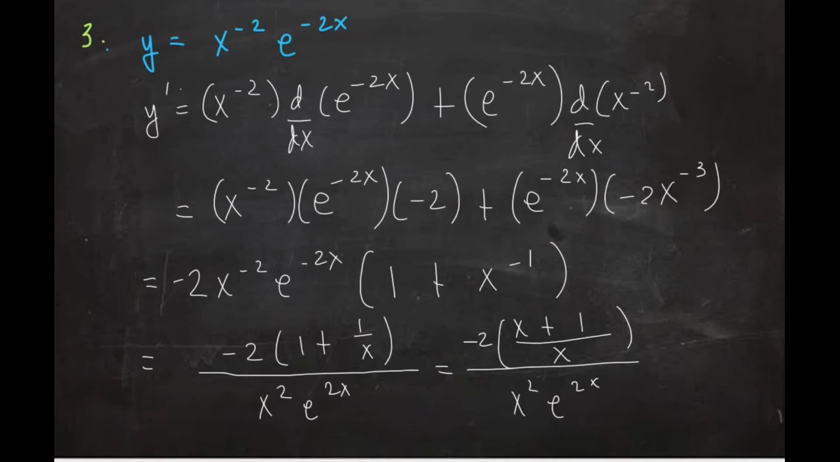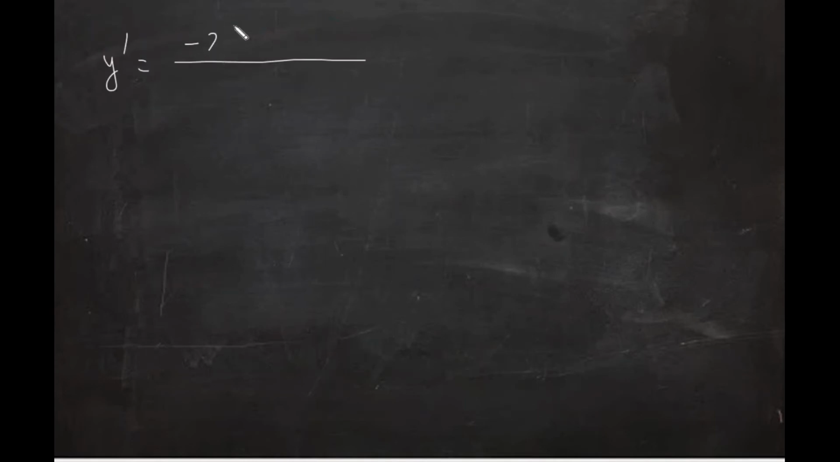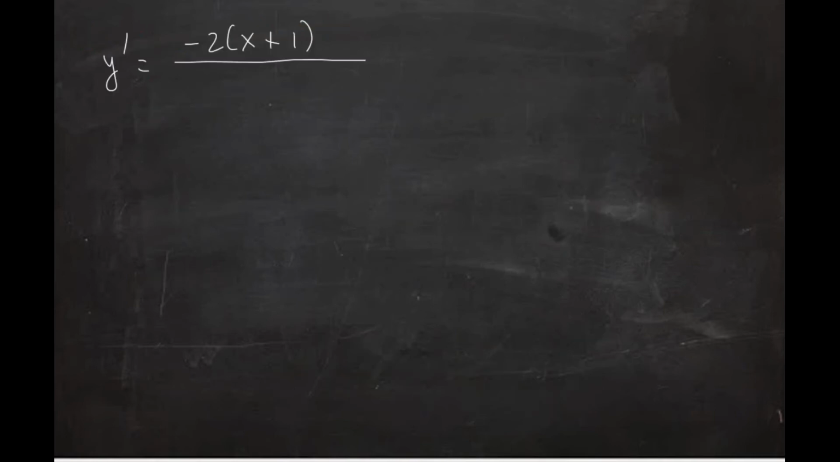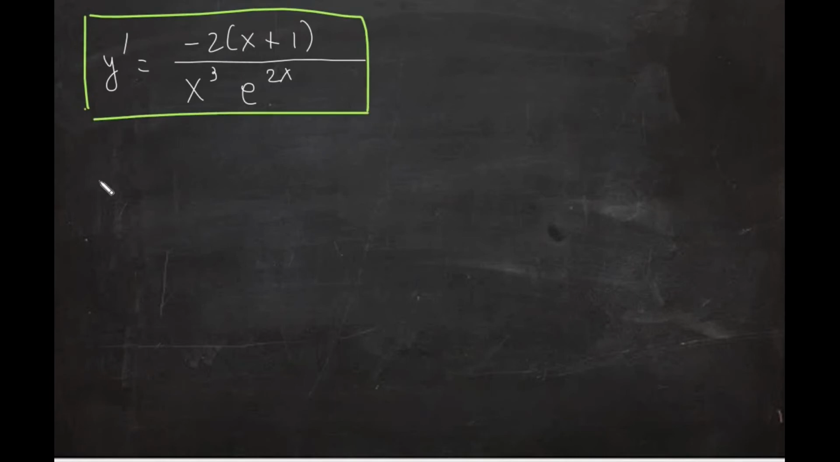And finally our y prime would be equal to negative 2 times x plus 1. And then the x here will go to the denominator, and this will now become x cubed times e raised to 2x. And that would now be our final answer. So we'll go to our next problem, problem number 4.